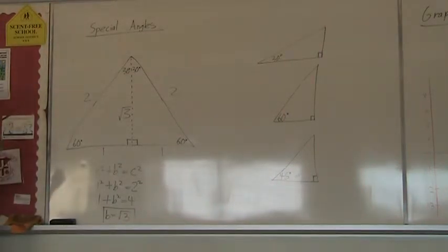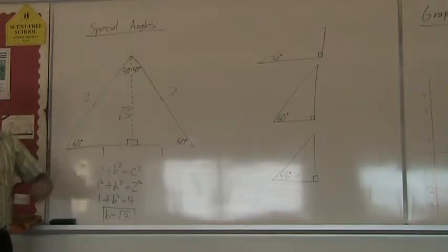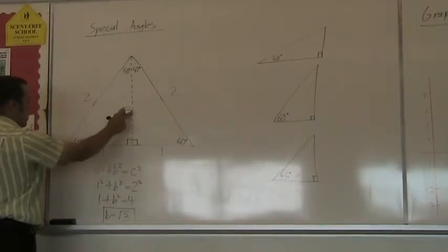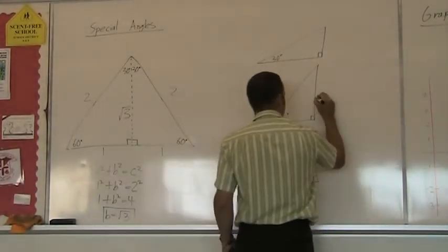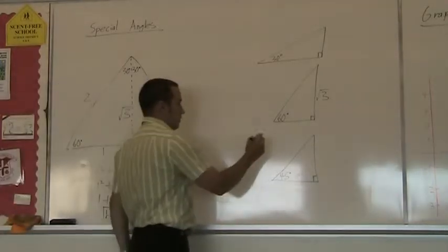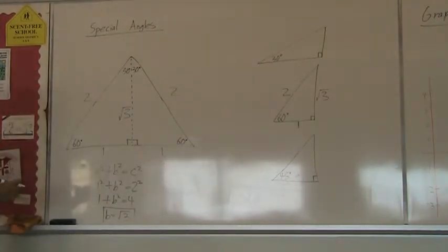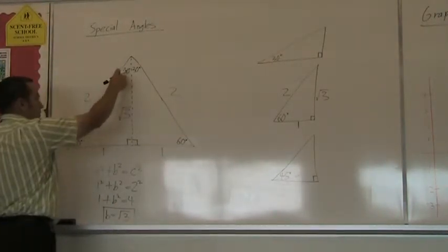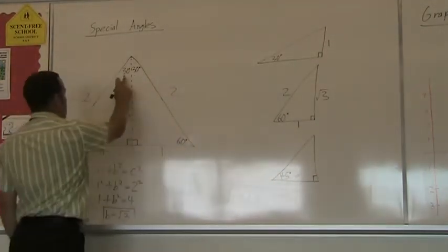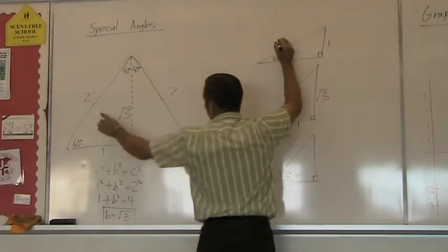So there are the trig ratios for a 60-degree triangle and a 30-degree triangle. Let's fill them in over here. In our 60-degree triangle, the opposite is square root of 3. The adjacent side is 1. The hypotenuse is 2. Now, if you think about the 30-degree angle, the opposite is 1. The adjacent is the square root of 3. And the hypotenuse again is 2.